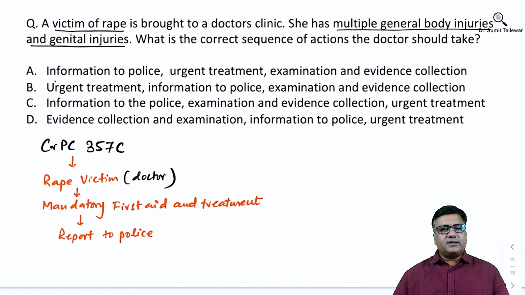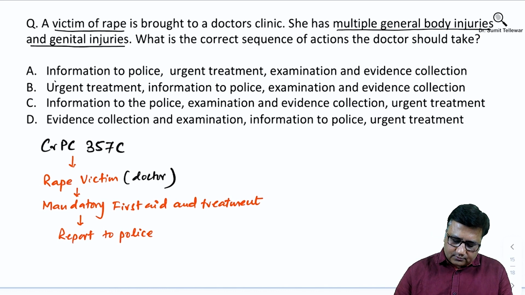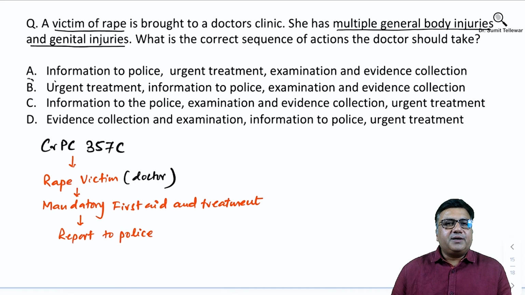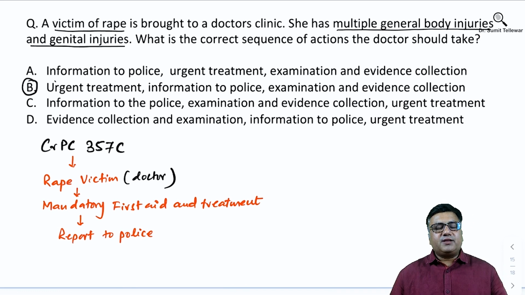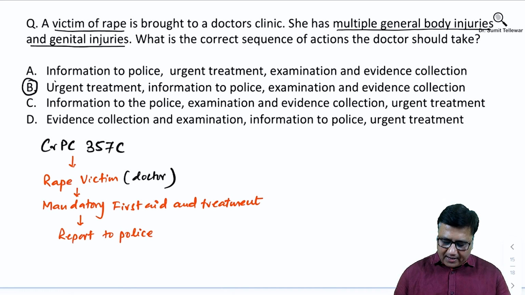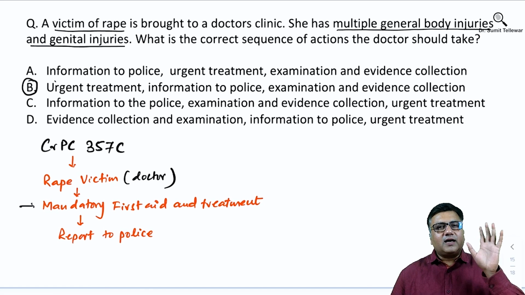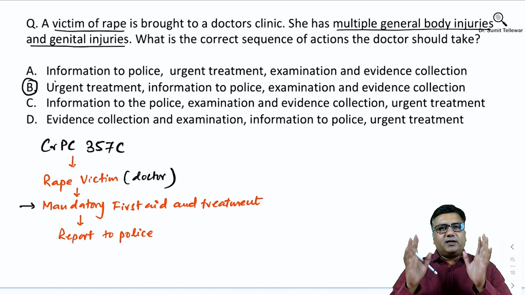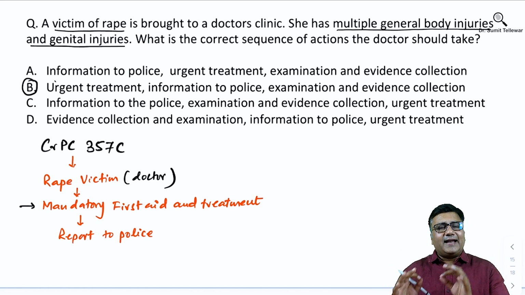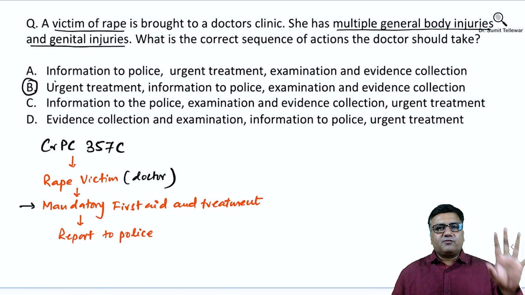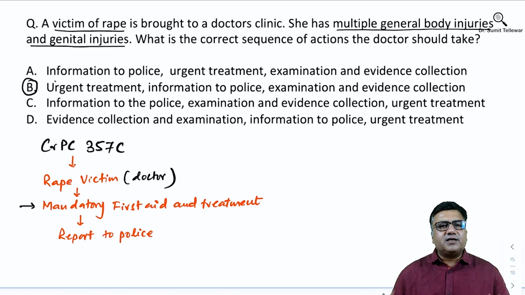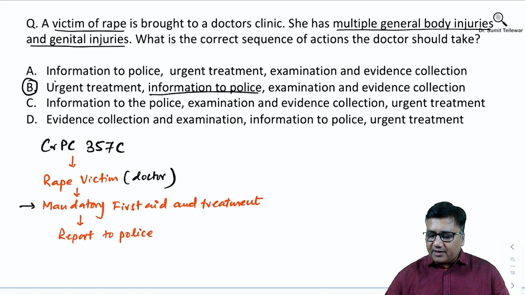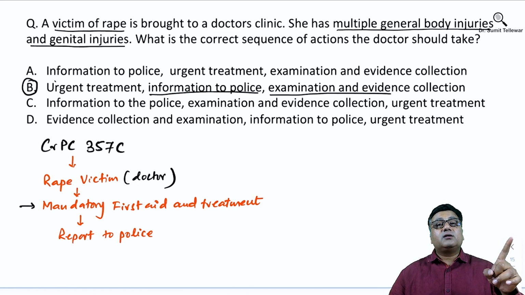So if you read all the things correctly, the correct sequence is option B, because CRPC 357 says the first is mandatory first aid, urgent treatment karo if there is something which is required to be done urgently so that the patient is comfortable and it requires immediate attention for her body healing or any other fact, do the urgent treatment, don't deny it.